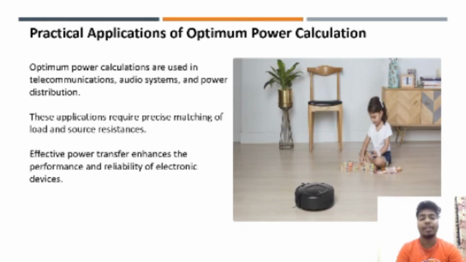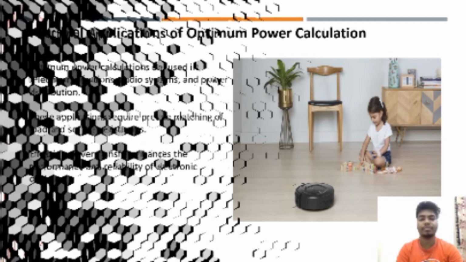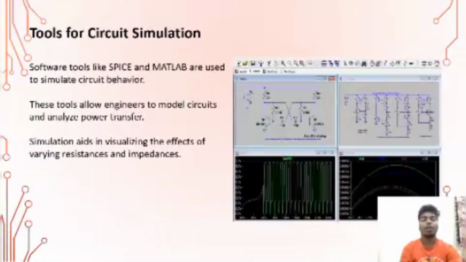Practical applications of optimum power calculation. Optimum power calculations are used in telecommunications, audio systems, and power distribution. These applications require precise matching of load and source resistance. Effective power transfer enhances the performance and reliability of electric devices. Tools for circuit simulations. Software tools like SPICE and MATLAB are used to simulate circuit behavior. These tools allow engineers to model circuits and analyze power transfer. Simulation aids in visualizing the effects of varying resistance and impedance.